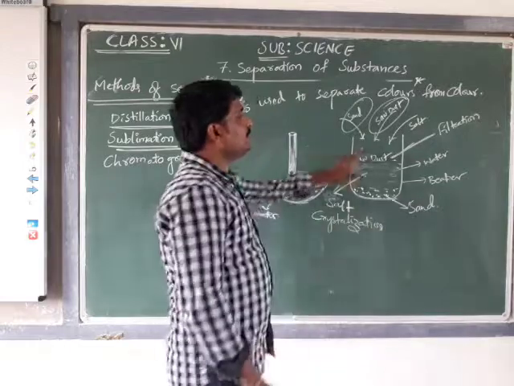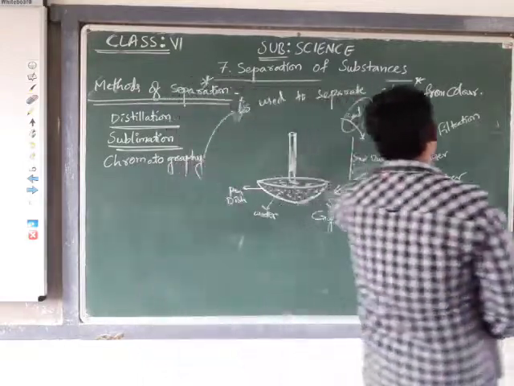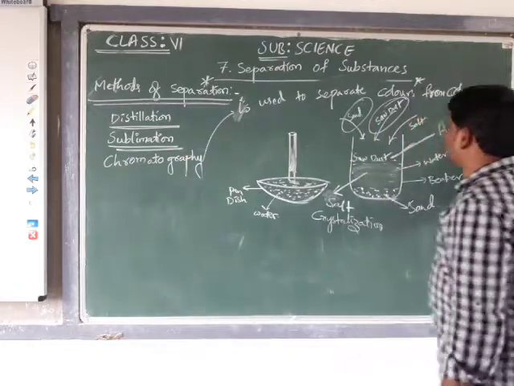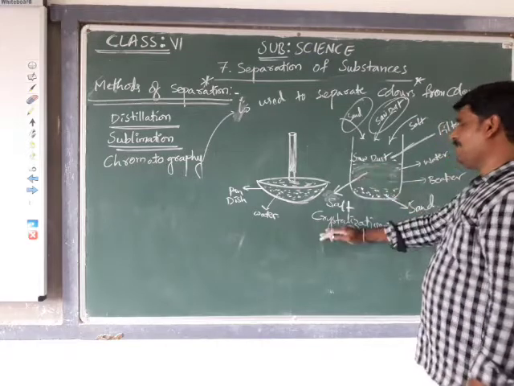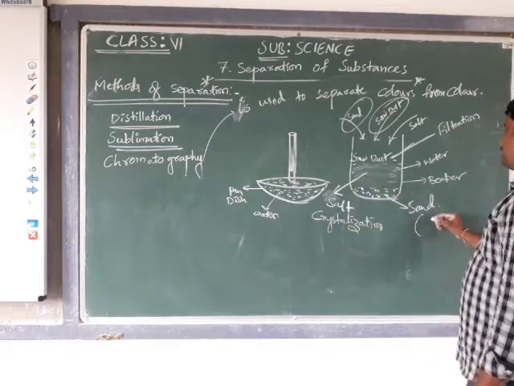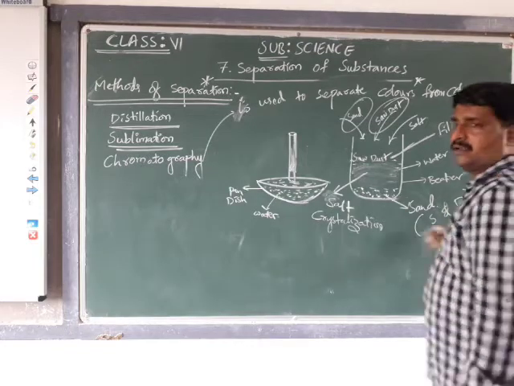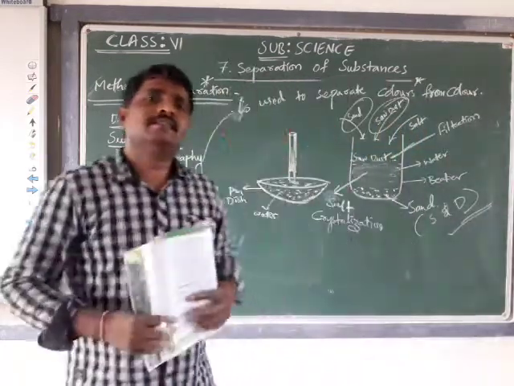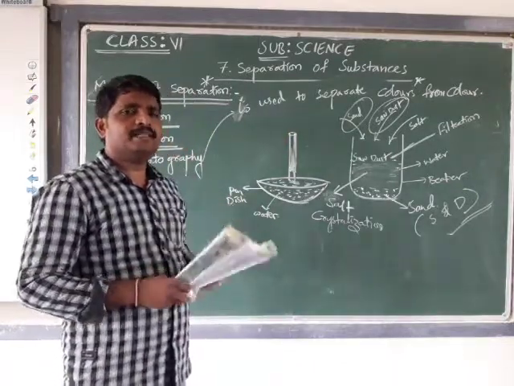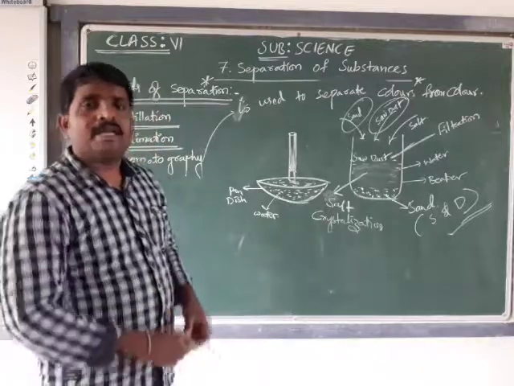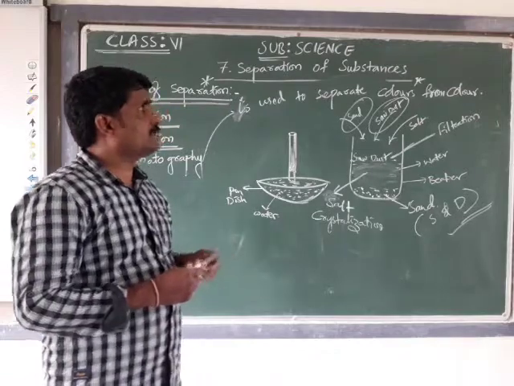That means among these three substances in the water, we are using filtration to separate the sawdust. In order to separate the salt from the salt water, we are going to use crystallization. For the sand, we are using sedimentation and decantation. Okay. This is how we use the different separation methods in order to separate the substances from the mixture. I hope you understood this lesson, separation of substances.